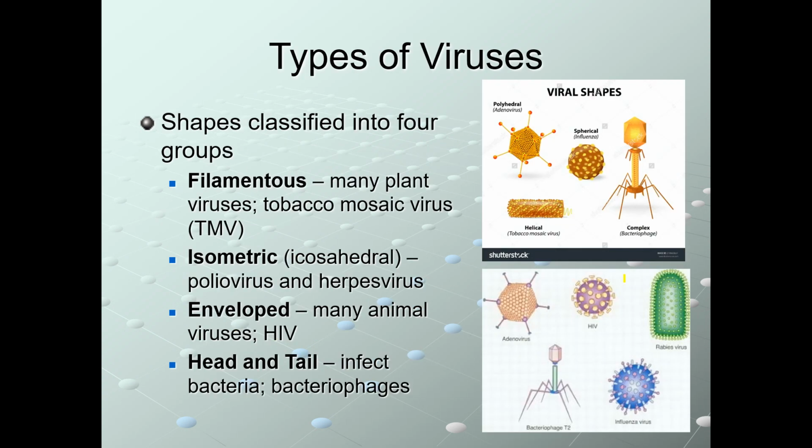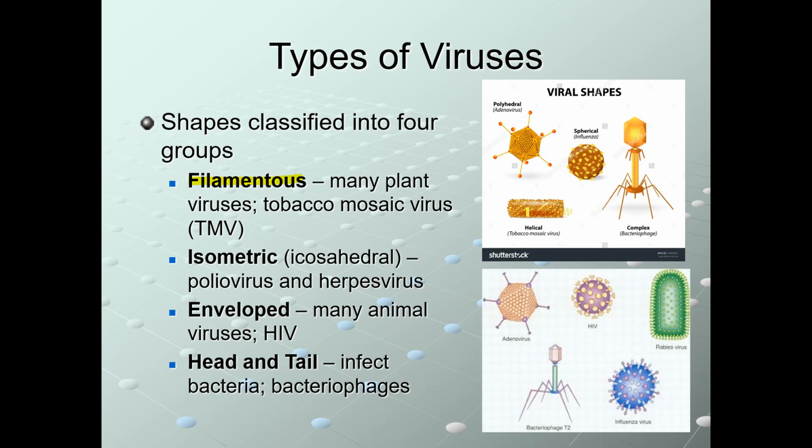Now, they can vary widely in their shapes, and that has to do with the proteins that are going to be on the outside. So there's four main groups. We have the filamentous, which is going to be like your tobacco mosaic virus. This was the first virus that was ever discovered. As its name implies, it affects tobacco plants.